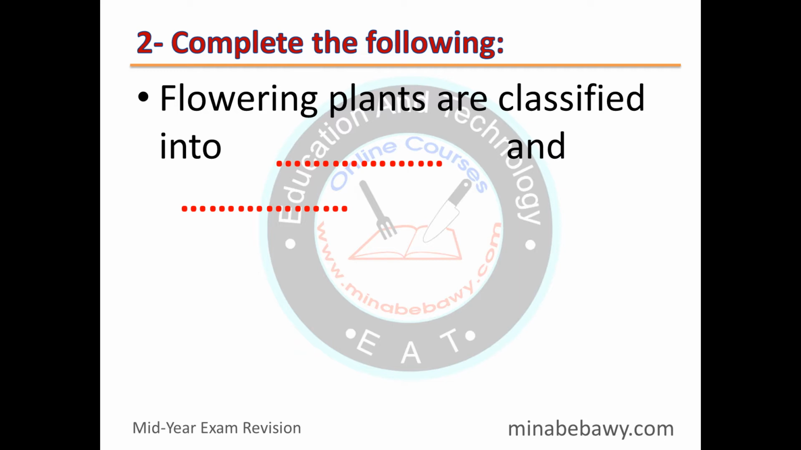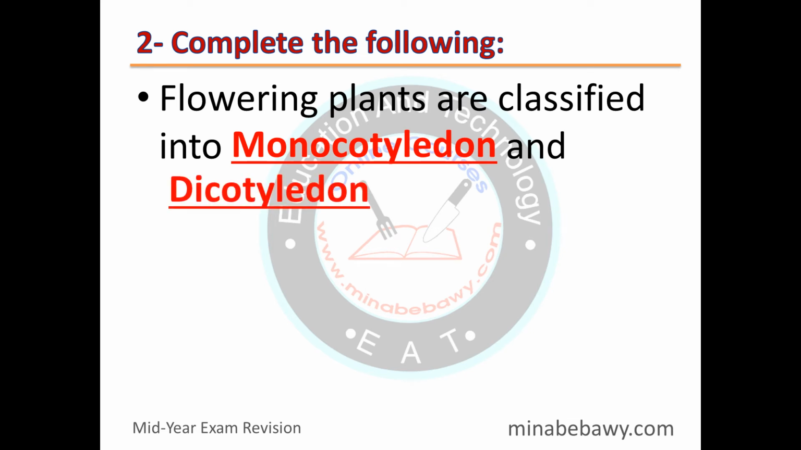Flowering plants are classified into monocotyledon and dicotyledon.